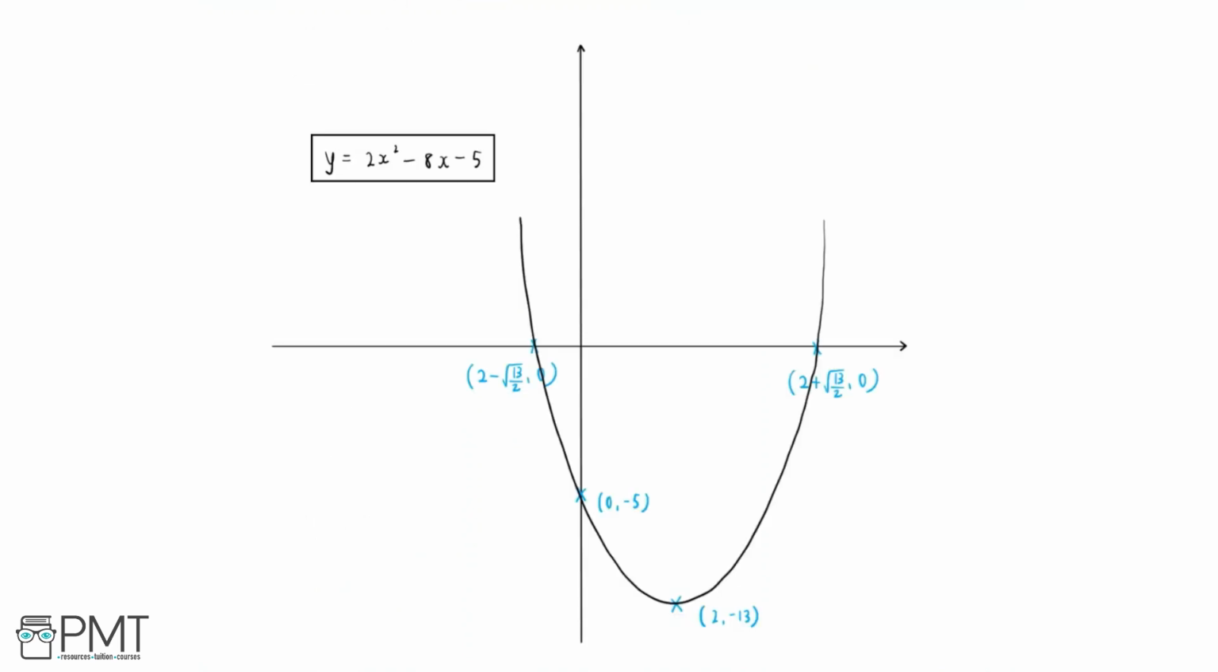And we get the fifth and final mark for correctly plotting these points and for joining them into a smooth parabola, leaving us with a complete and labelled sketch of the graph y = 2x² - 8x - 5. And so we've now achieved the full 5 marks needed in this question.